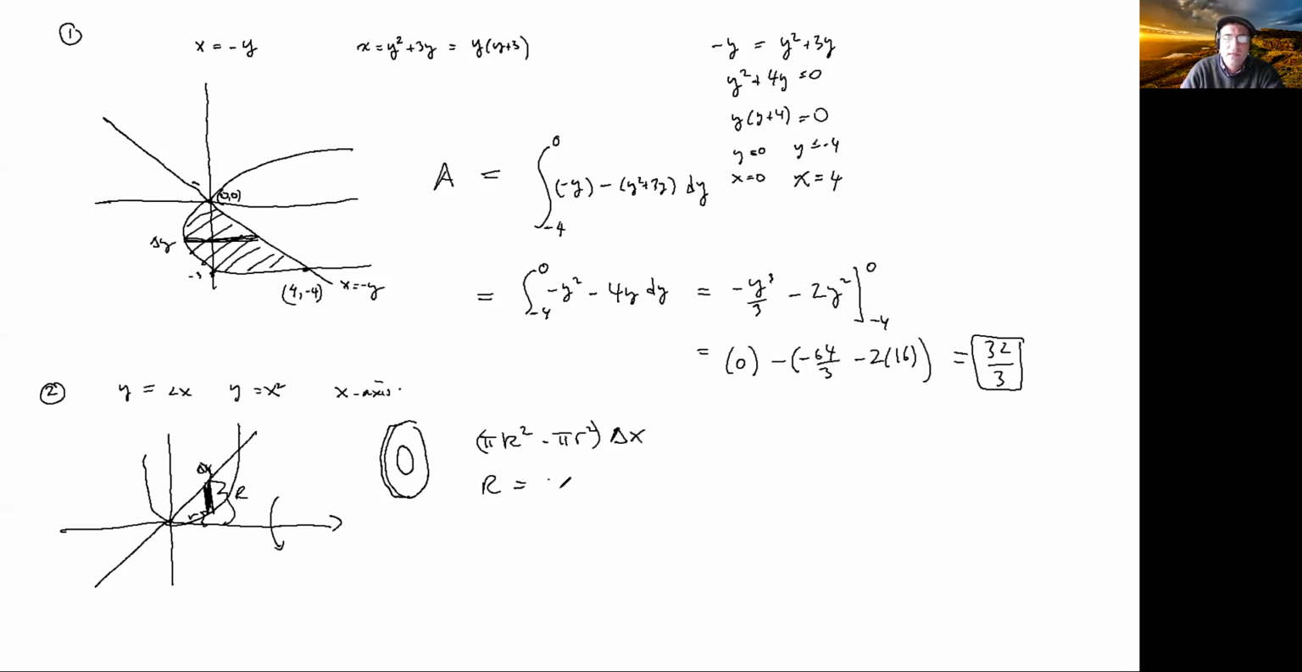Delta x. Okay, so big R is given by 2x, and little r is given by x squared. So we're going to get pi times (2x) squared minus pi times (x squared) squared, which is, I'll factor out a pi, times 4x squared minus x to the 4th, if I've done this correctly.